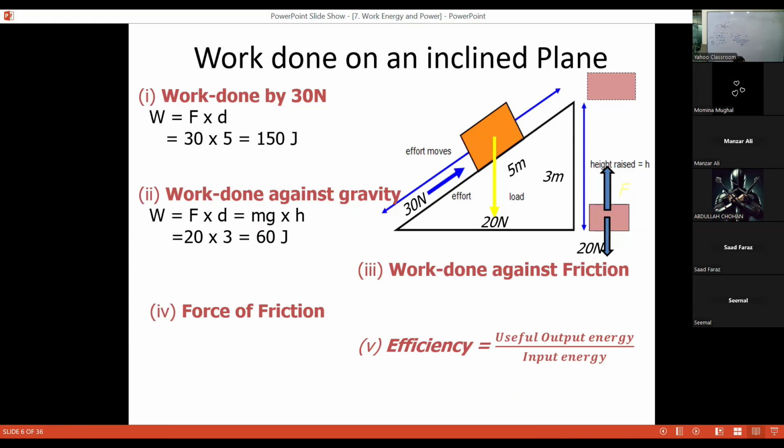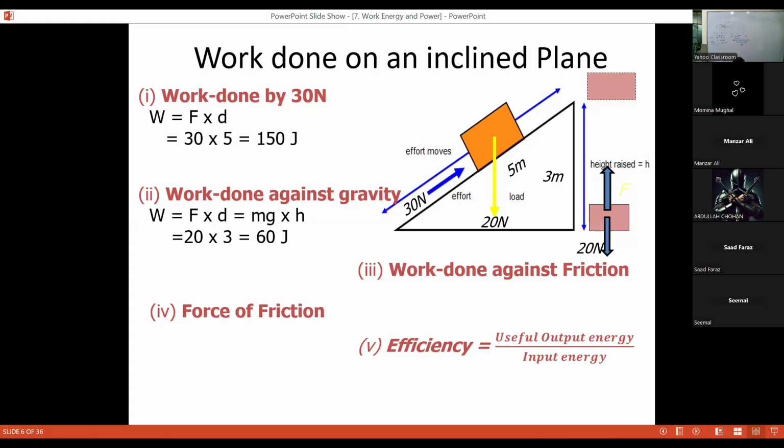Now observe, when we are moving along the inclined plane, we are doing more work. But when we move it vertically upwards, we are doing less work. Why? Because if you are moving the object along the inclined plane, there is a resistive force acting on the object as well. You have to overcome that. You are wasting some of your work against resistive force. Your net output is just 60 joules. Your input was 150 joules. So you have wasted some energy or work against resistive forces.